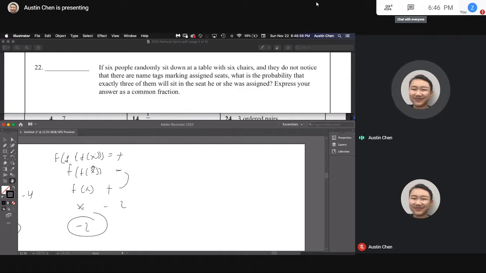Okay, so basically, you can think of the chairs as labeled 1, 2, 3, 4, 5, 6. And then we have a random assigning of 1, 2, 3, 4, 5, 6 to each of these numbers. And we want to find the probability that exactly three of the numbers match. All right, so how are we going to do this?